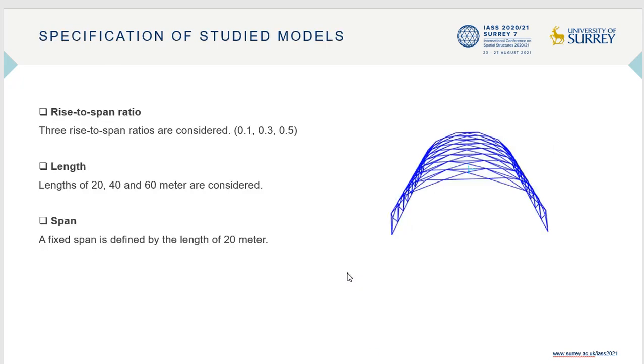In this research, 9 models are designed and analyzed with 3 rise-to-span ratios, 0.1, 0.3, and 0.5, and also 3 different lengths, 20, 40, and 60 meters. Span is fixed at 20 meters.